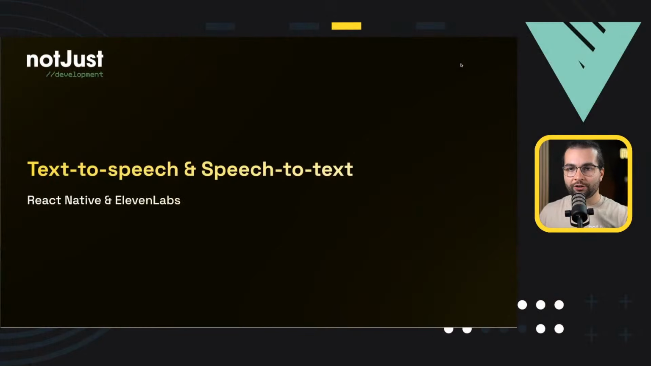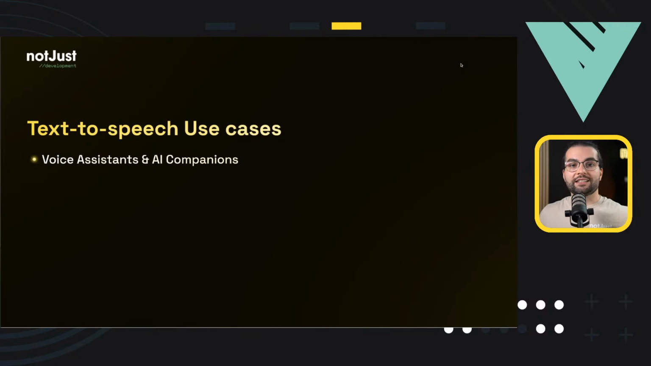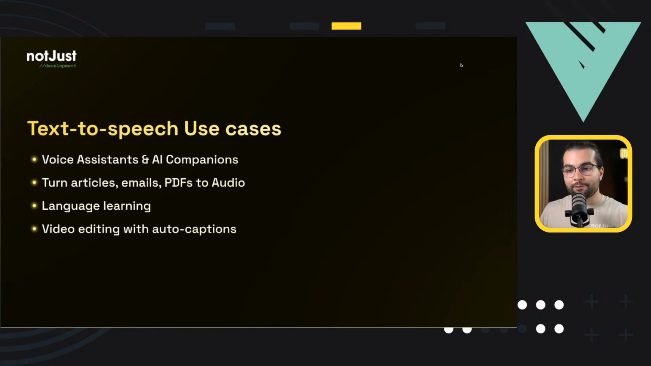So what exactly are we going to do today? Well, the first use case we're going to cover is having a piece of text. We're going to transform it to an audio file, and this covers a lot of use cases if you want to build voice assistant or AI companion applications, or if you want to turn articles like emails, PDFs, tweets, or content to audio for content creation or for other purposes as well. You can build language learning applications, video editing with auto captions, and a lot more. And everything we're going to learn how to do today.